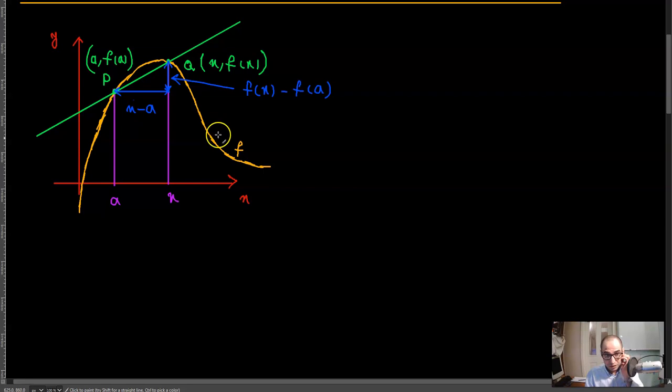So essentially, when it comes to this particular curve, when you move from A to X, meaning that if you increase the value of X from A to X, then the value of the function moves from F of A to F of X. So the difference over here would be F of X minus F of A. The difference over here would be X minus A, right?